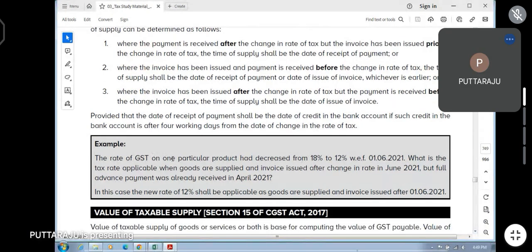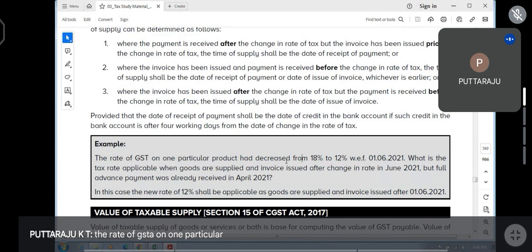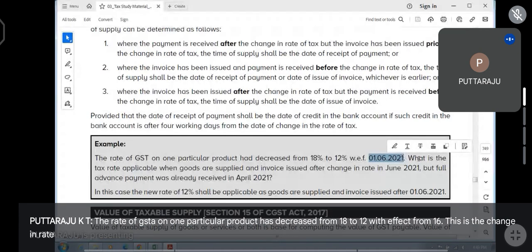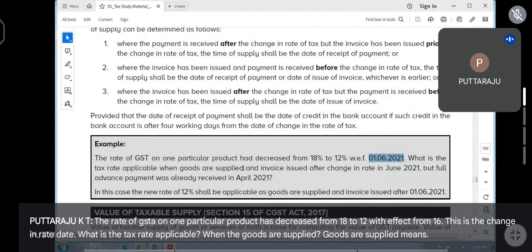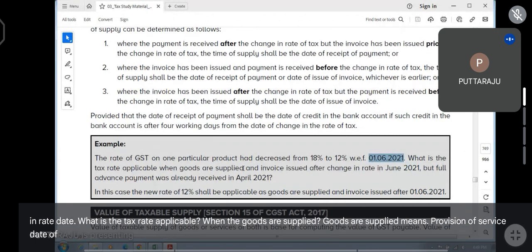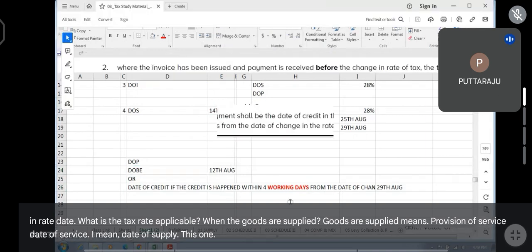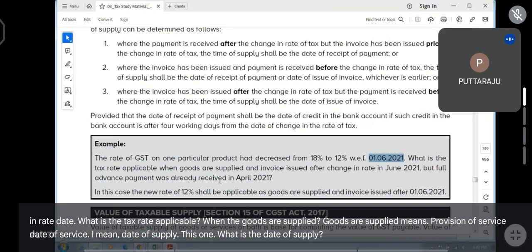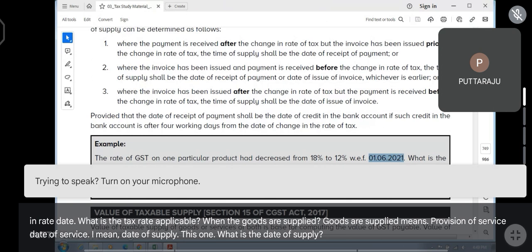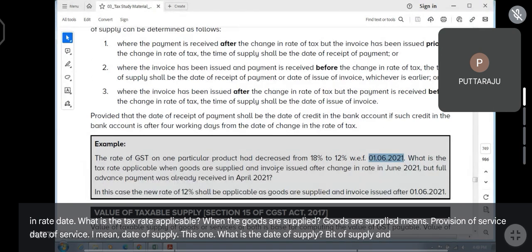The rate of GST on one particular product has decreased from 18 to 12 with effect from 1/6. This is the change in rate date. What is the tax rate applicable when the goods are supplied? Goods are supplied means date of supply. What is the date of supply? Date of supply and date of invoice.